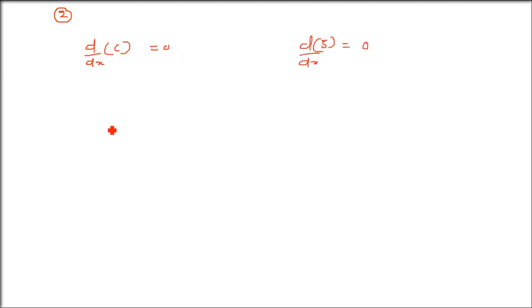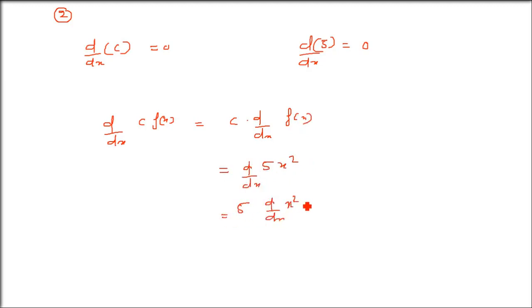Also, if we take the differentiation of a function and we have a constant along with this function, with multiplicative property, that is, it is multiplied by the function, you can take this c outside and apply d by dx. 5x square is a function, for example. 5 you can take outside. In x square, x to the n gives n x to the n minus 1, so 5 into 2 into x, that is 10x, will come.